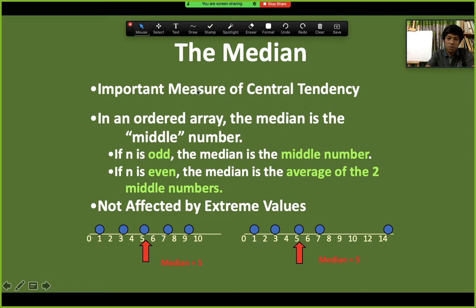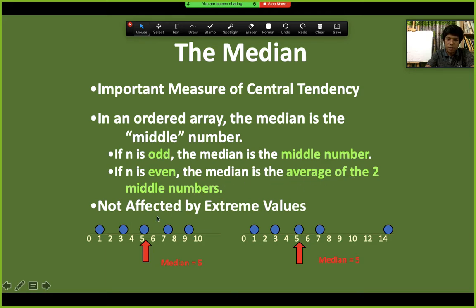Another one is median. Median is when you arrange the data, then the mid value of the arranged data is called the median. So the middle number is the median. If you have 1, 2, 3, 4, 5 data, you can take the middle data very easily. But if we have 6 data, which is an even number, then we have to take the average of the middle 2 data. So if n is odd, the median is the middle number. If n is even, the median is the average of the 2 middle numbers.